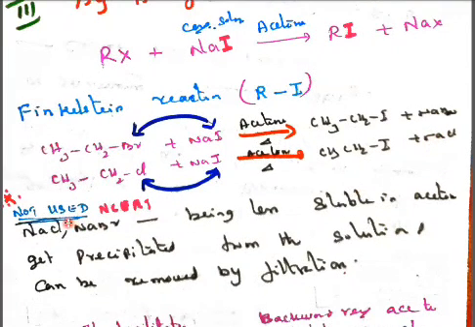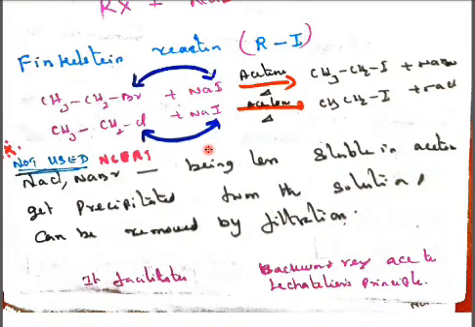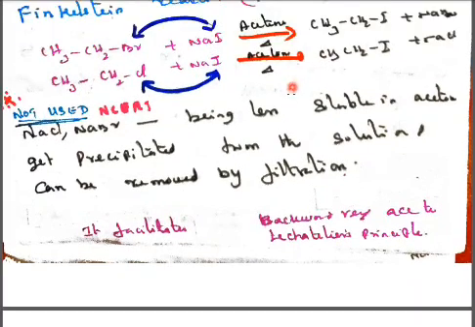This will be asked in CRT questions: sodium chloride and sodium bromide, being less soluble in acetone, get precipitated from the solution. Otherwise the backward reaction takes place, according to Le Chatelier's principle. So sodium chloride and sodium bromide cannot be used in place of sodium iodide. Sodium iodide alone is used for this process to get a very good yield of alkyl halides.